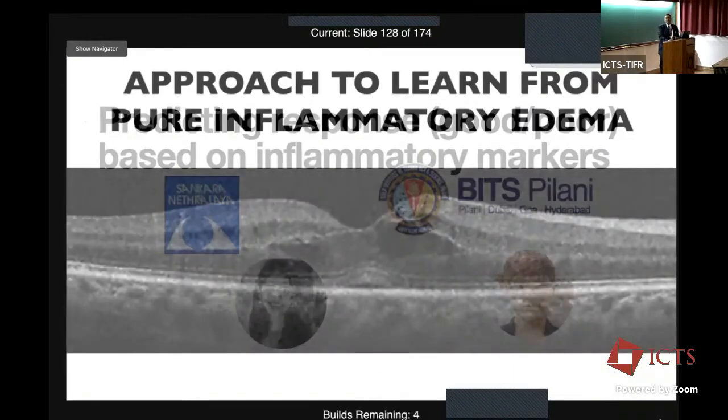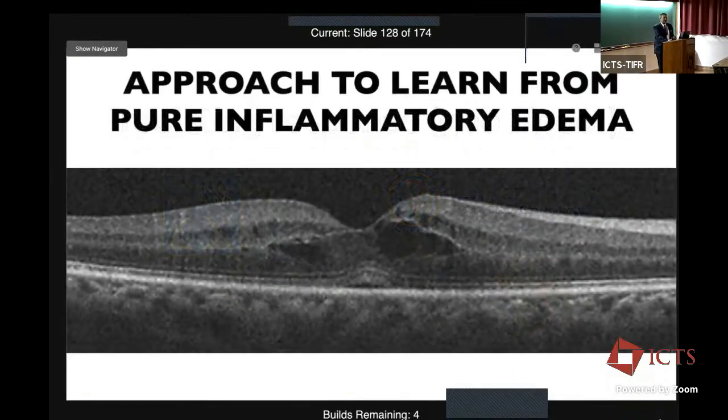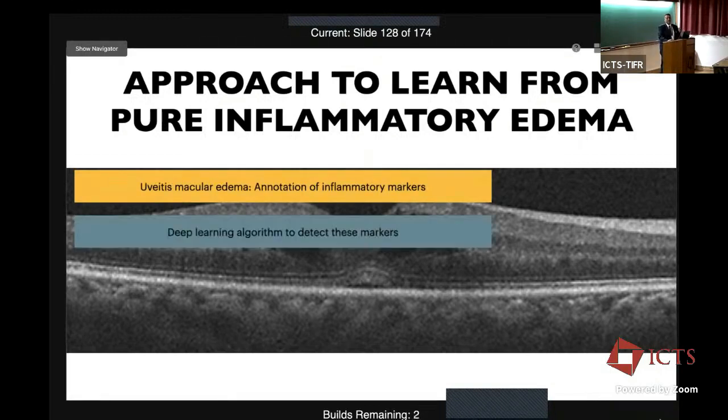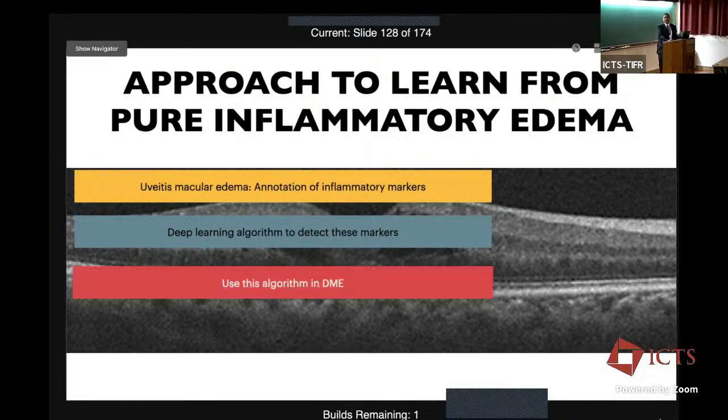As I told you, this is the more physiological approach we followed. There are inflammatory markers, which I had told about initially. And we thought that these markers can be learned from pure inflammatory disease. So there is another macular edema called uveitic macular edema, where there is no role of angiogenic factors. So we used these images to train an algorithm to detect inflammatory markers and then used that on diabetic macular edema to see how much of the markers are due to inflammation, and then tried to see whether we can classify the inflammatory score and predict whether a person will respond to an injection or not.